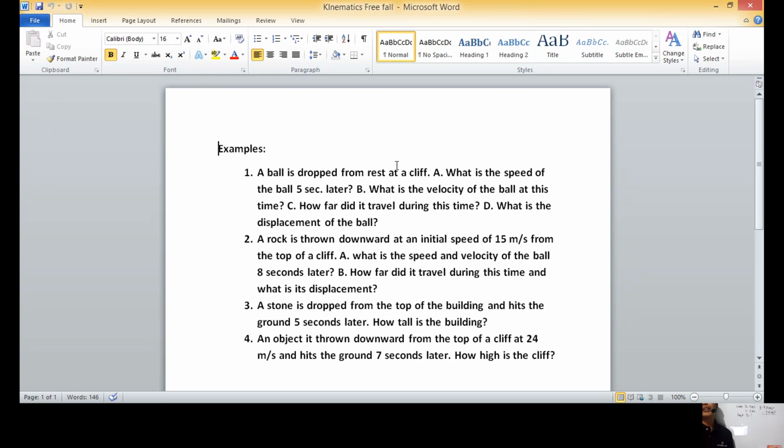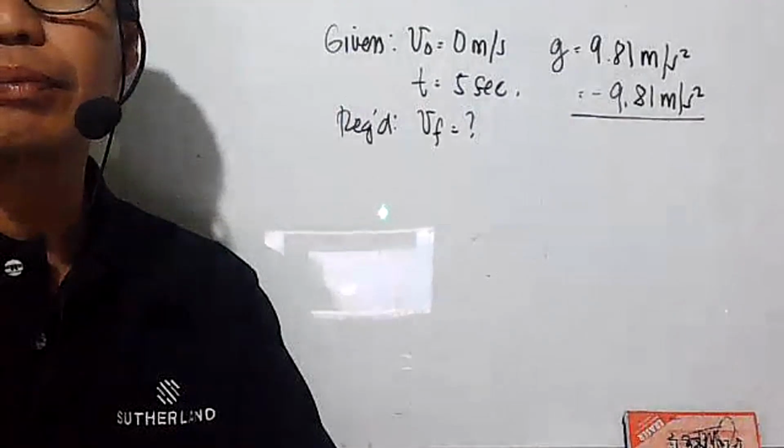Next, what is the speed of the ball? Actually, A and B are the same. But for A, we're looking for the speed, while for B, we're looking for the velocity. When we say speed, it is a scalar quantity, and velocity is a vector quantity. Likewise, C and D are somewhat the same. For C we're looking for the distance, how far, and for D we're looking for the displacement. Again, C is a scalar quantity, while D is a vector quantity, which is displacement. I'll be removing the share tray for a while.